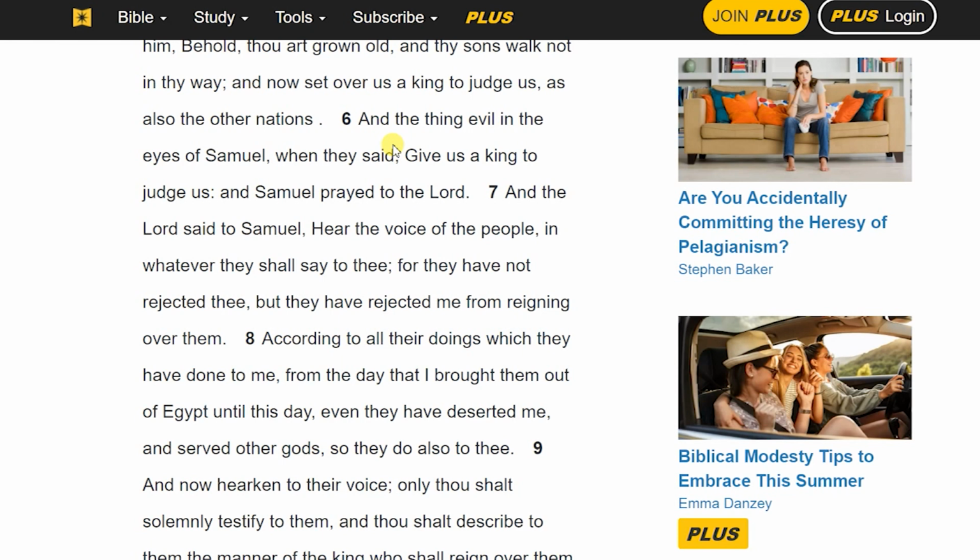So this is what I want to show you, so you guys can see. But let's keep on reading so you can actually see the construct of the word. Because as we've said, until you hear the truth from a high priest reading the scriptures to you, you will never understand it. You can read it morning, day, and night. You will not see the truth. So as you can see, it says here, and the thing evil in the eyes of Samuel when they said, give us a king to judge us. And Samuel prayed to the Lord. Now this is what's added, okay? Samuel didn't pray. Why? This is what you have to understand.